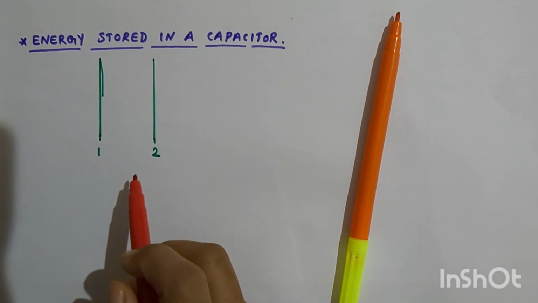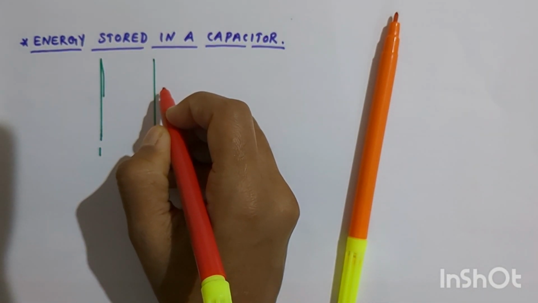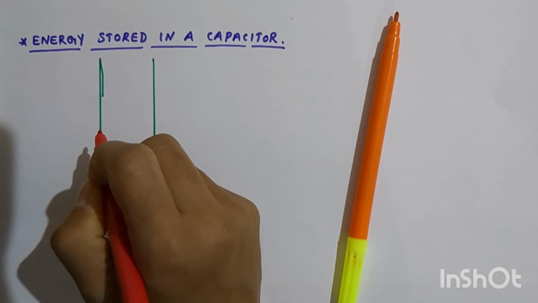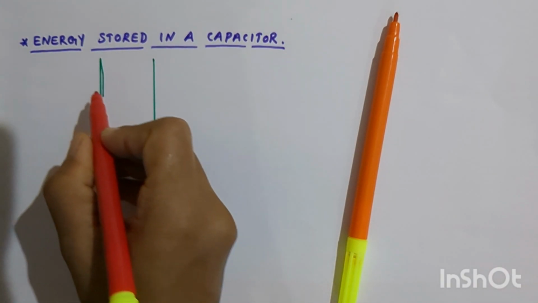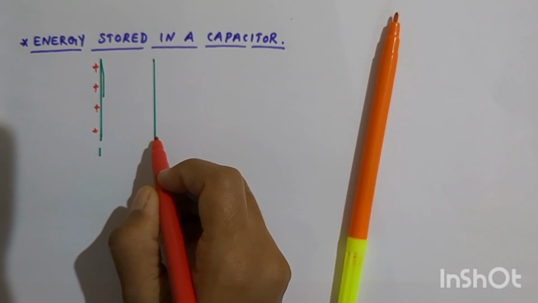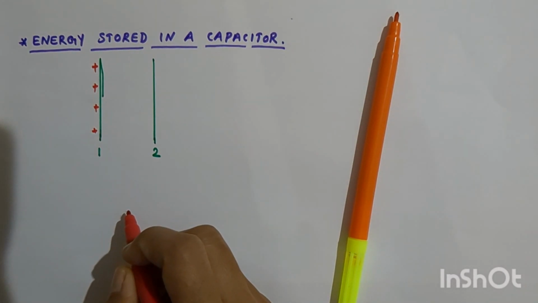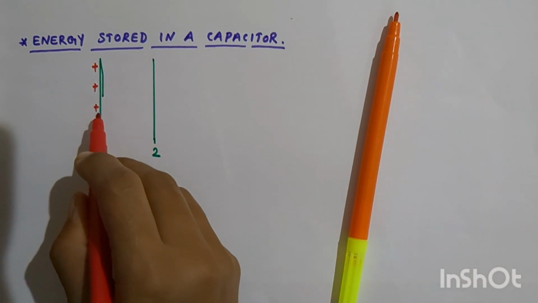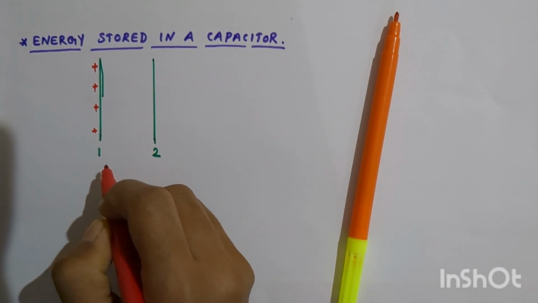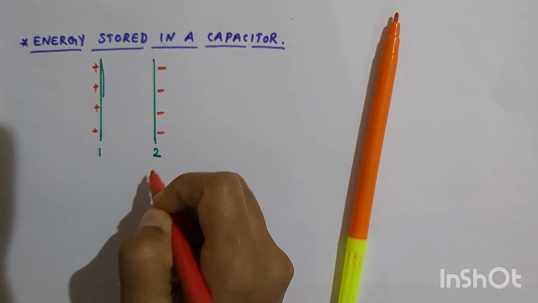Now imagine that we are transferring a positive charge from conductor 2 to conductor 1, bit by bit. So at the end, conductor 1 will get some positive charges, and by charge conservation, conductor 2 will have some negative charges at the end.